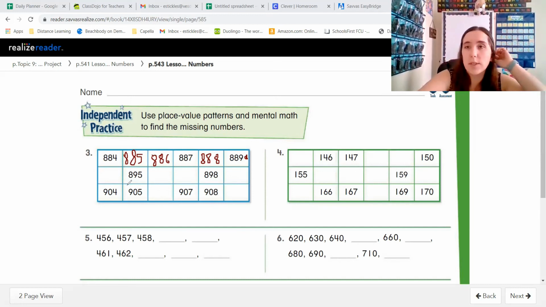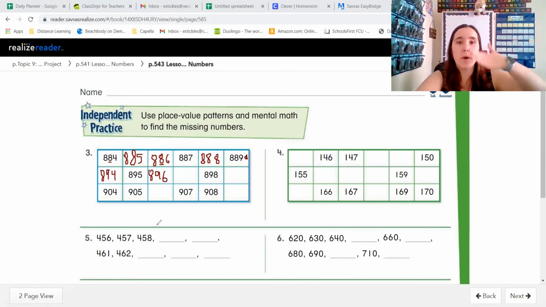So instead, what I could do is look at 895 and say, oh, I need to find the number to the left, which would be 1 less, which would be 894. Or I can use my columns and do it by tens. 884, my 8 in the tens place would go up by 1, which makes it a 9. So my number would be 894. Okay. Same thing over here. 886 would become 896.